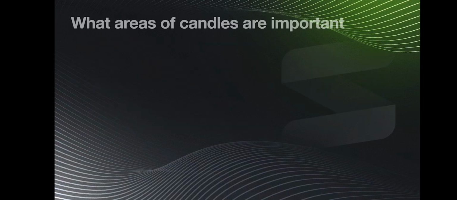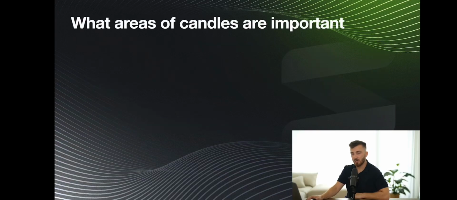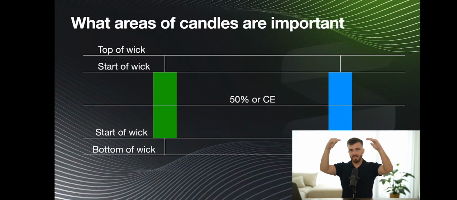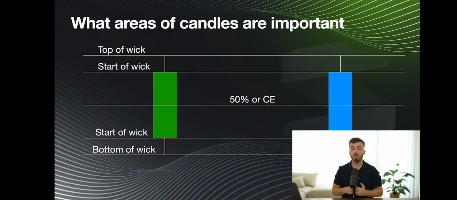But let's look at the levels, the areas of candles that are important. So these are the important areas of the candle. It's the 50% or consequent encroachment. You have the start of the wicks and you have the top or the bottom of the wicks. Now, this is going to be important because the market is going to gravitate towards these levels inside of the candles, and we are going to use them as targets eventually. But this is just a simple lesson to understand what candles are.